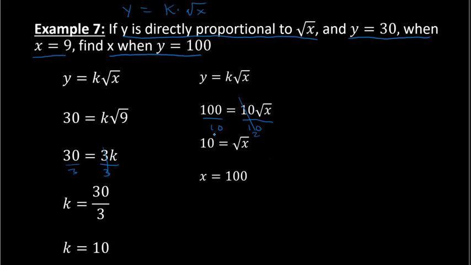If I square both sides, on this right side, the square and the square root will cancel out. Those are opposites or inverse operations. So I'm left with just an x left over, and then 10 squared on the other side, which would be 100. So either way, we get our answer of x equals 100.